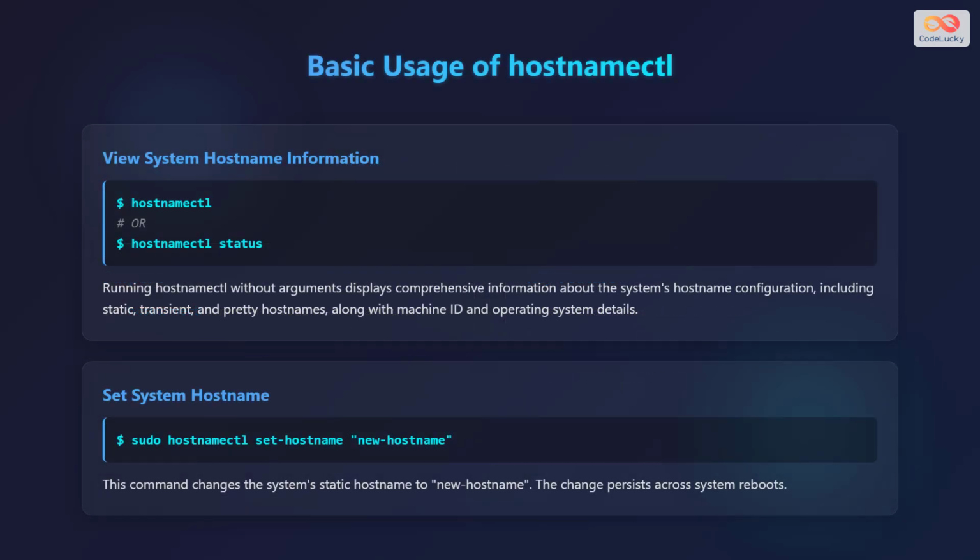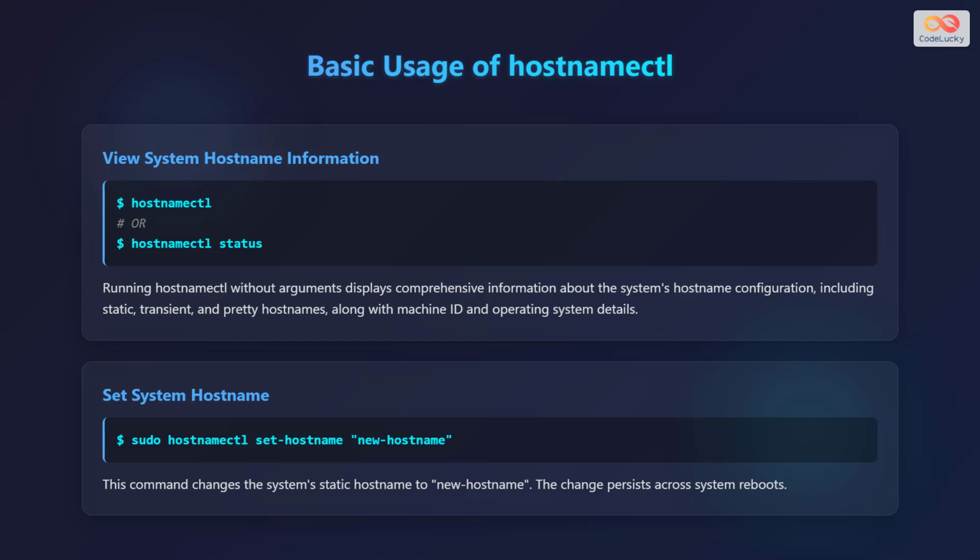Let's look at some basic usage of the hostnamectl command. To view system hostname information, simply run hostnamectl without any arguments, or use the command hostnamectl status. This will display detailed information about your system's hostname configuration, including static, transient, and pretty hostnames, along with other details like the machine ID and operating system.